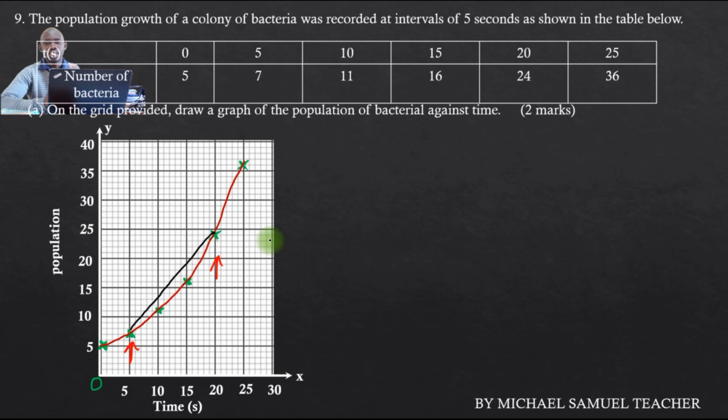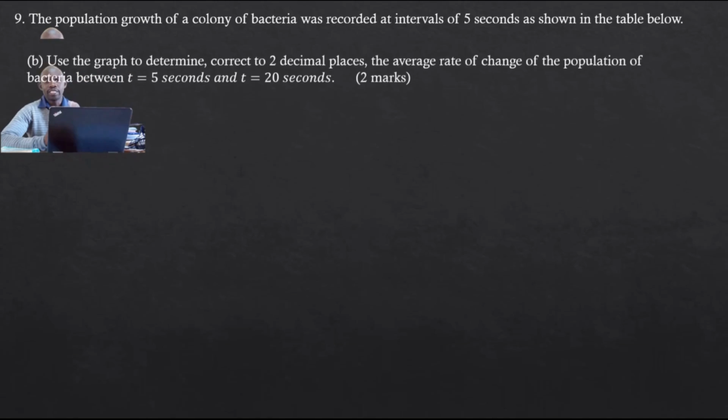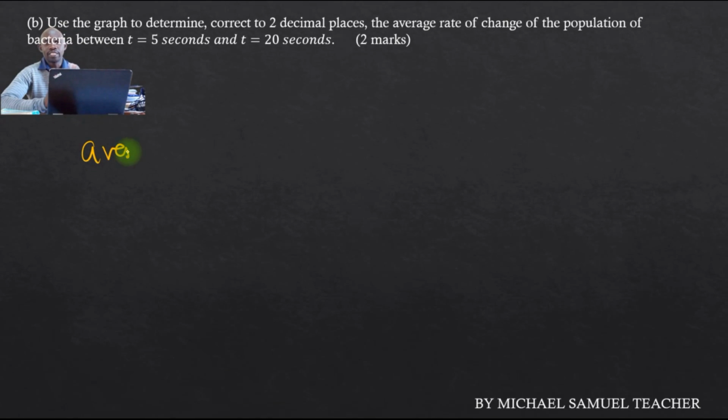That's what we are interested in. In our case here, the coordinates: we have 20 and the other one is 24. Then the other part here is 5 and 7. So we need to get the average rate of change.